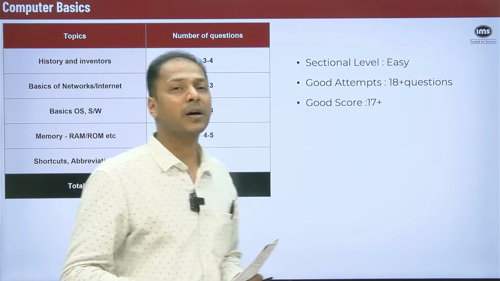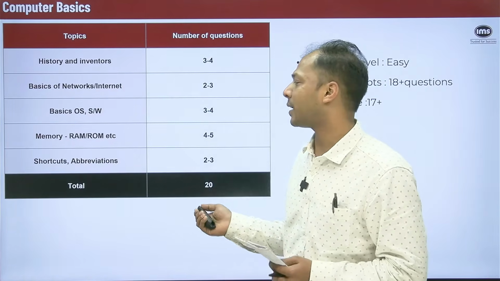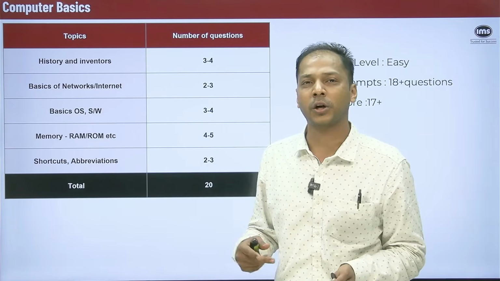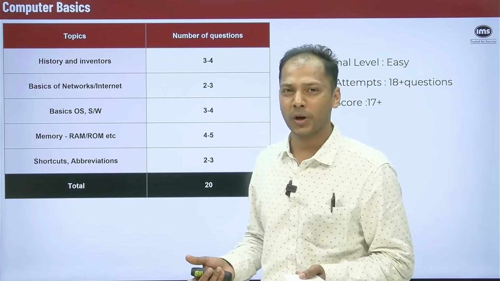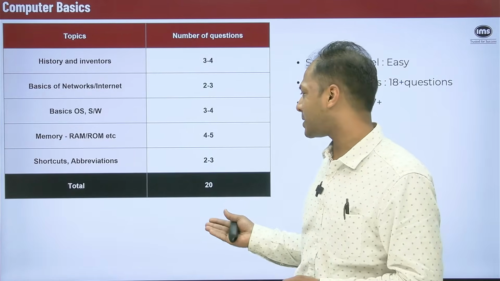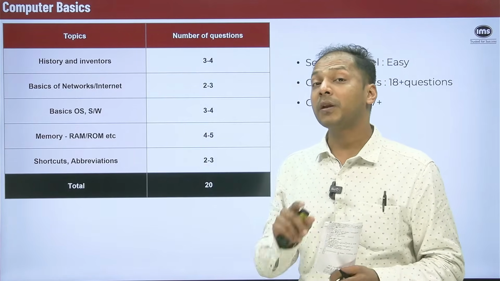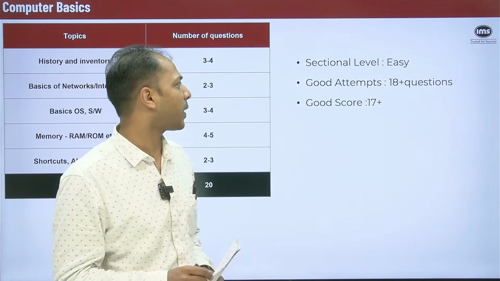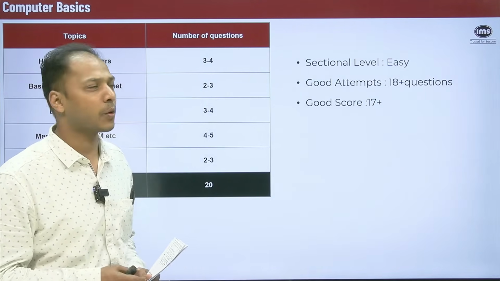Okay. And there were a couple of questions on shortcuts and abbreviations. Those were very easy, especially the shortcut. What is the shortcut to select everything? That's Control A. So those kind of questions were easy. That's why I say, even if you wouldn't have prepared for this section, you could have scored around 10 to 12 marks quite easily.